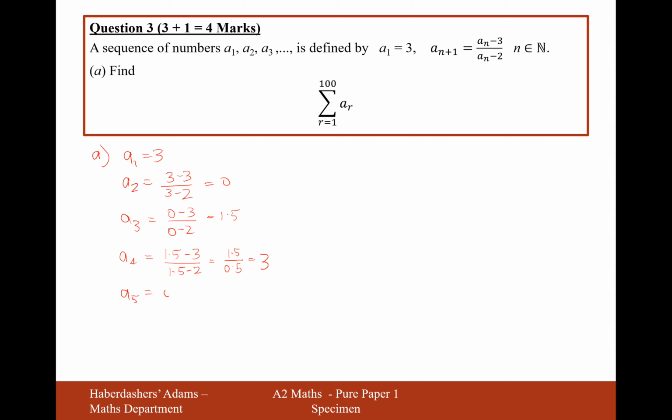A5 is going to be 0, A6 is going to be 1.5, A7 is going to be 3, A8 is going to be 0, A9 is going to be 1.5. So we can group them into threes. Every 3 terms, the summation is going to be 4.5.